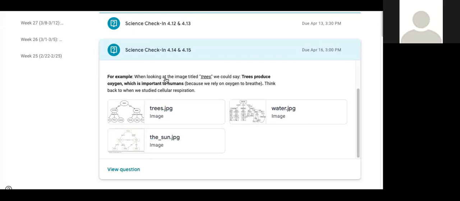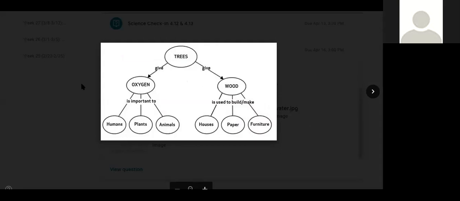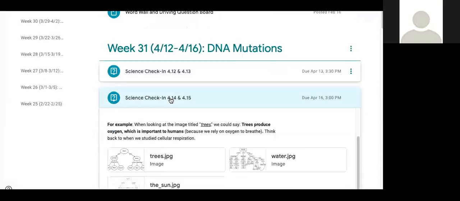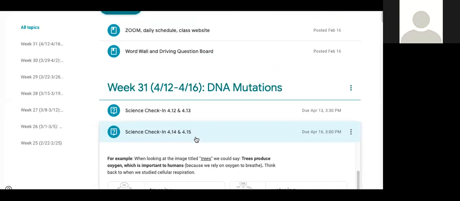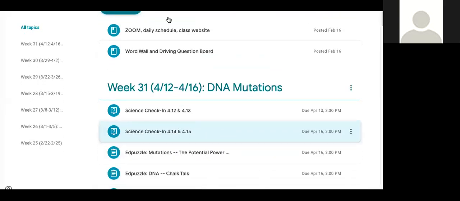For example, when looking at the image titled trees, if you click on this, we could say trees produce oxygen, which is important to humans because we rely on oxygen to breathe. Think back to when we studied cellular respiration. So trees produce oxygen, which is important to humans. Trees give oxygen, and this oxygen is important to humans. So you are going to pick one of these concept maps and link together concepts to present an idea.